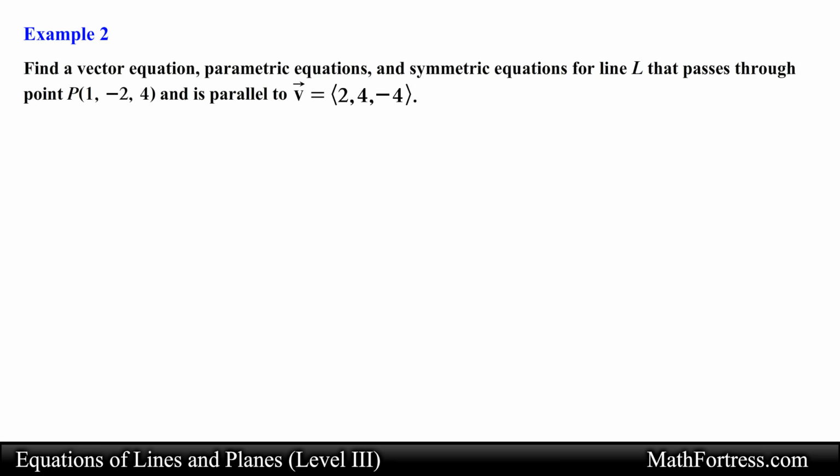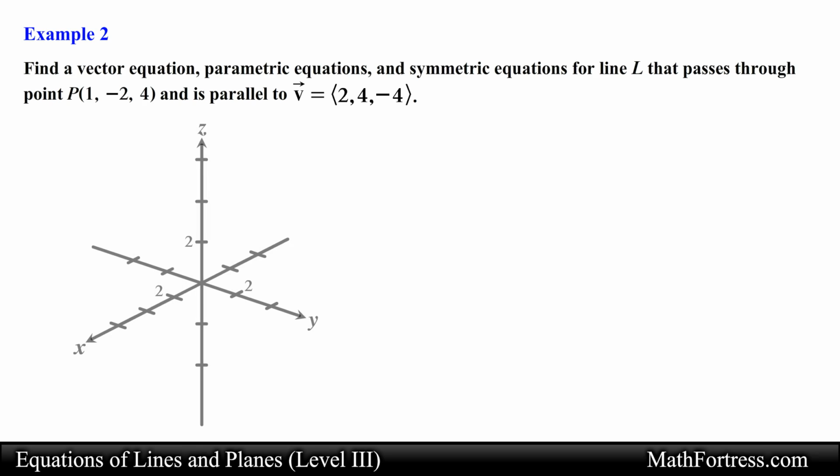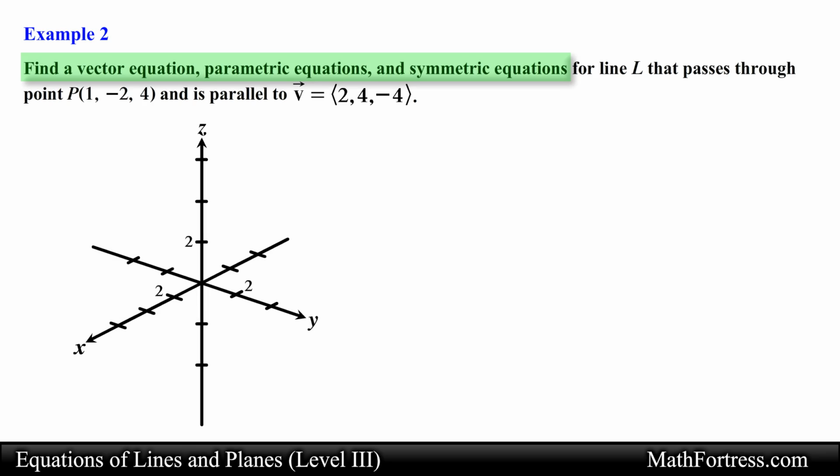Find a vector equation, parametric equation, and symmetric equation for line L that passes through point P and is parallel to vector v. In this problem, we are asked to find the equation of a line in space using all 3 forms. Let's first determine the vector equation of the line.